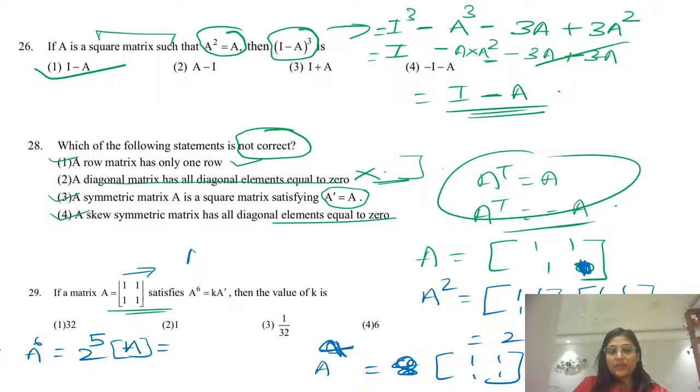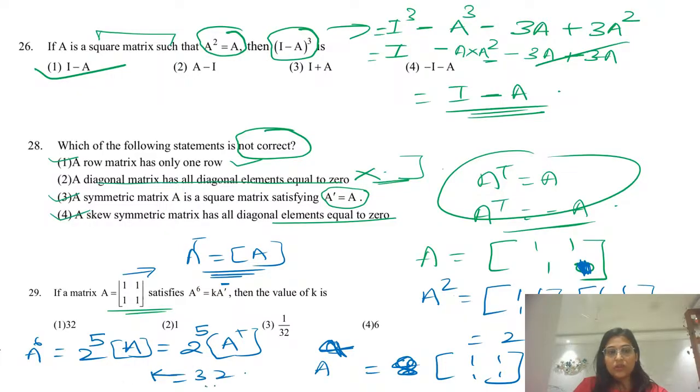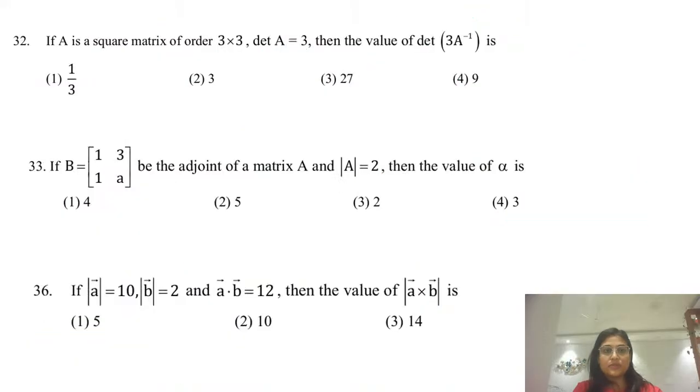You are finding the A transpose. This means what? A transpose is A. A transpose is A. So you can write this as 2 to the power 5 A transpose, because A and A transpose are both equal. So here K is what? 2 to the power 5, that is 32. Yes, the first option is the correct answer for this.